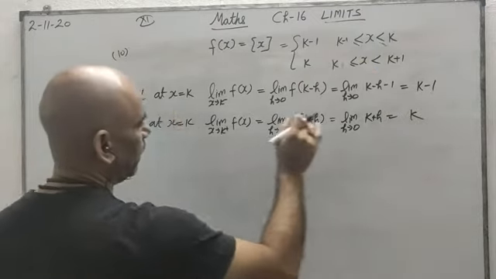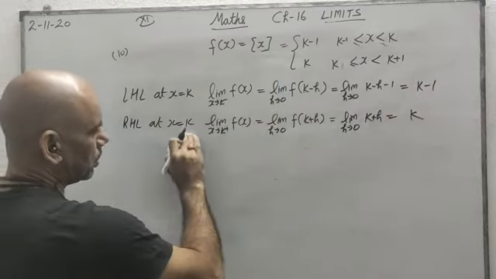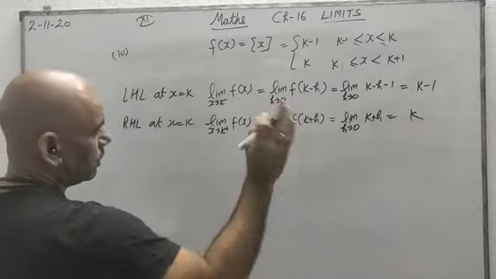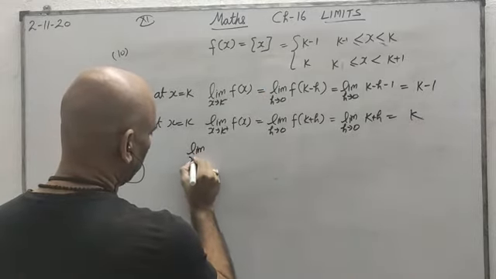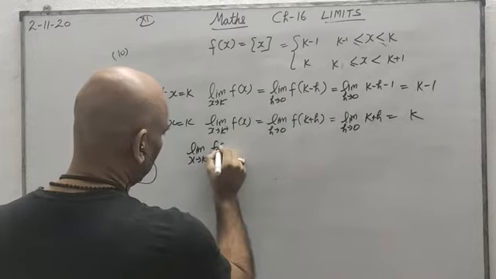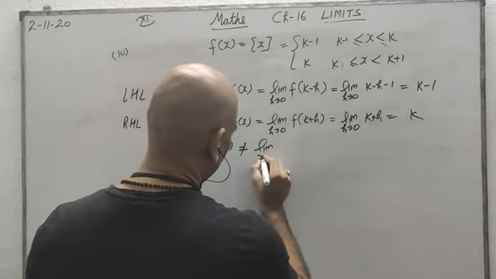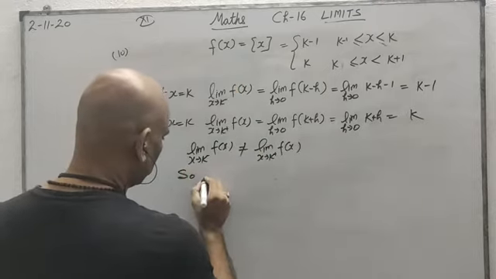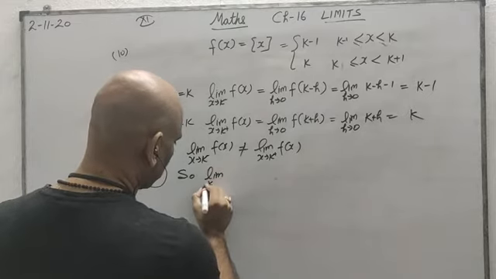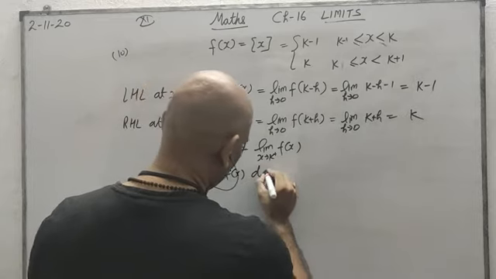So the value of LHL at x is equal to k is k minus 1. RHL at x is equal to k is k, which is not equal, hence the limit does not exist. So I will write it like this: limit x tends to k negative f(x) is not equal to limit x tends to k positive f(x). So limit x tends to k f(x) does not exist.